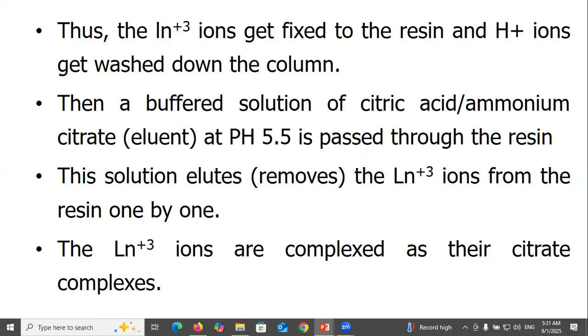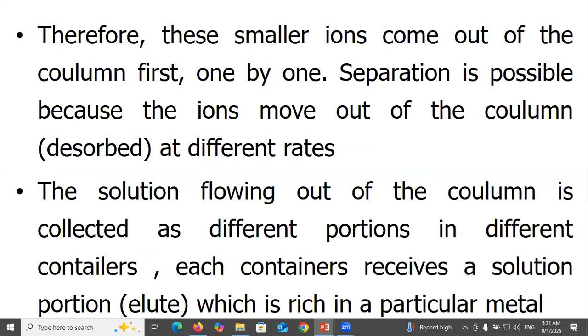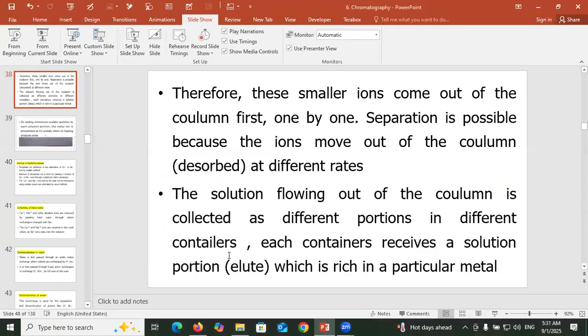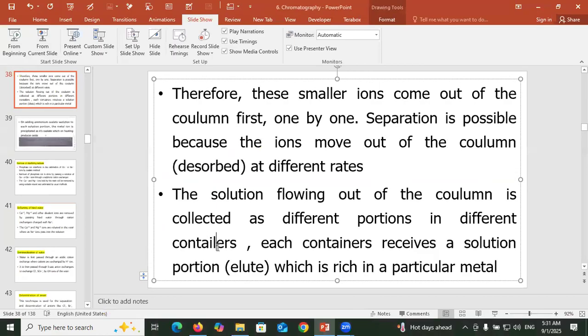The lanthanide ions form citrate complexes. Therefore, the smaller ions come out of the column first. One by one separation is possible because the ions move out of the column at different rates. The solution flowing out of the column is collected as different portions in different containers. Each container receives a solution portion which is rich in a particular metal.